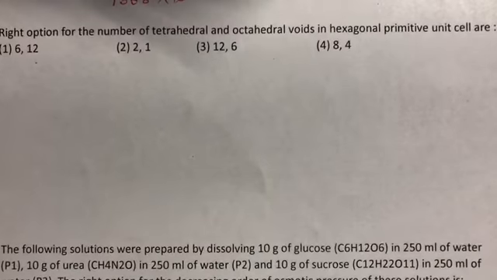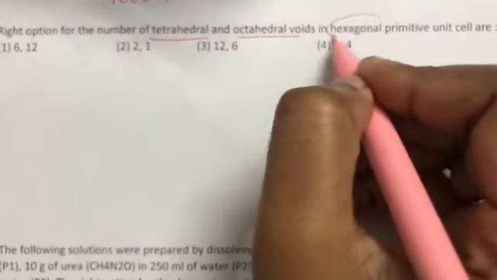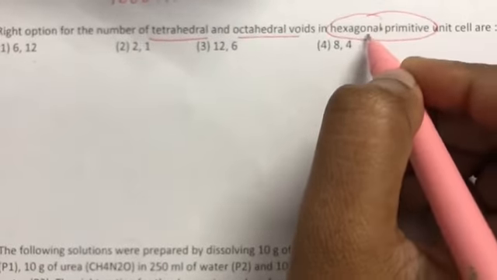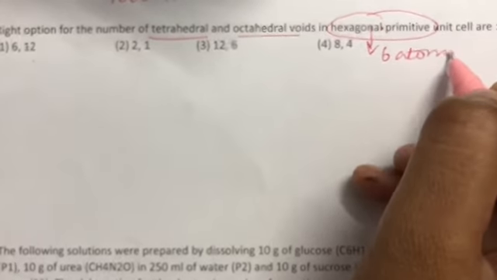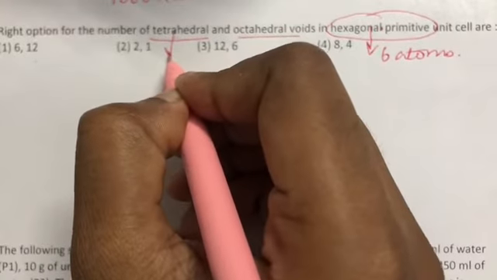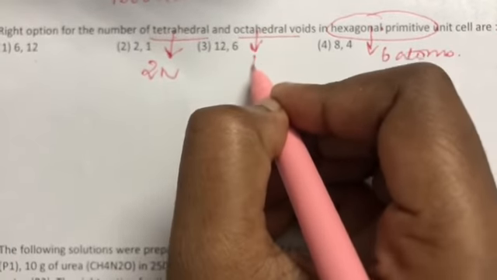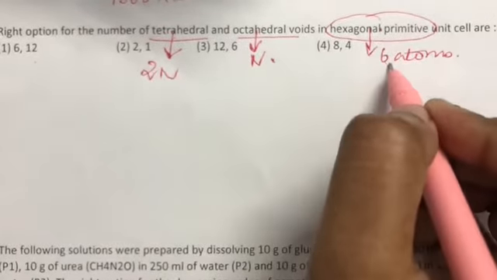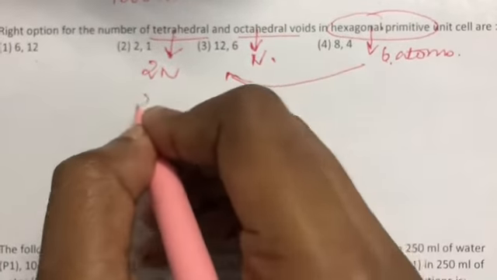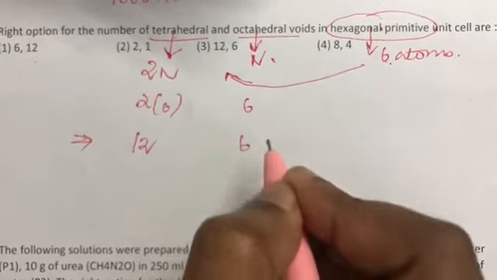The question is the right option for the number of tetrahedral and octahedral voids in a hexagonal primitive unit cell. Basically, in a hexagonal cell we have 6 atoms. The number of tetrahedral and octahedral voids in a close packed arrangement is, for tetrahedral, 2n, and for octahedral, n. So when we substitute, we get 2 into 6, which is 12, and for octahedral around 6. So the answer is option 3.